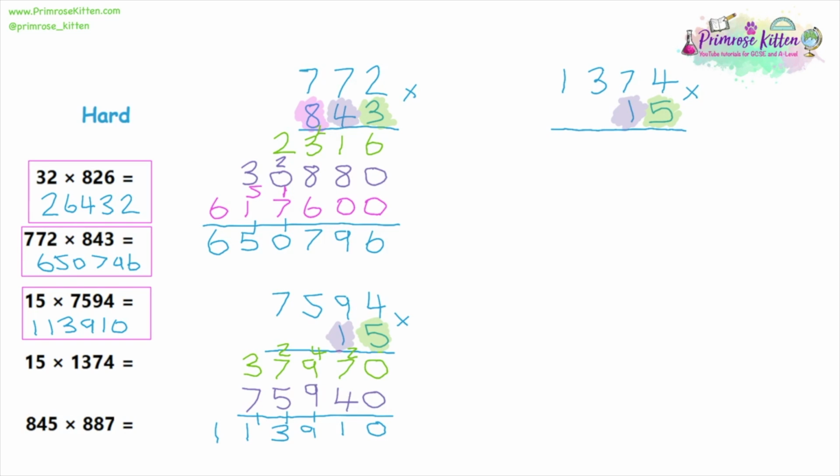So multiplying by 5 units first, writing our answer in the units column. 5 times 4 is 20, carrying the 2. Then 5 times 7 is 35, plus 2 we carried is 37, carrying 3. 5 times 3 is 15, plus the 3 we carried is 18, carry the 1. And 5 times 1 is 5, plus 1 we carried is 6.